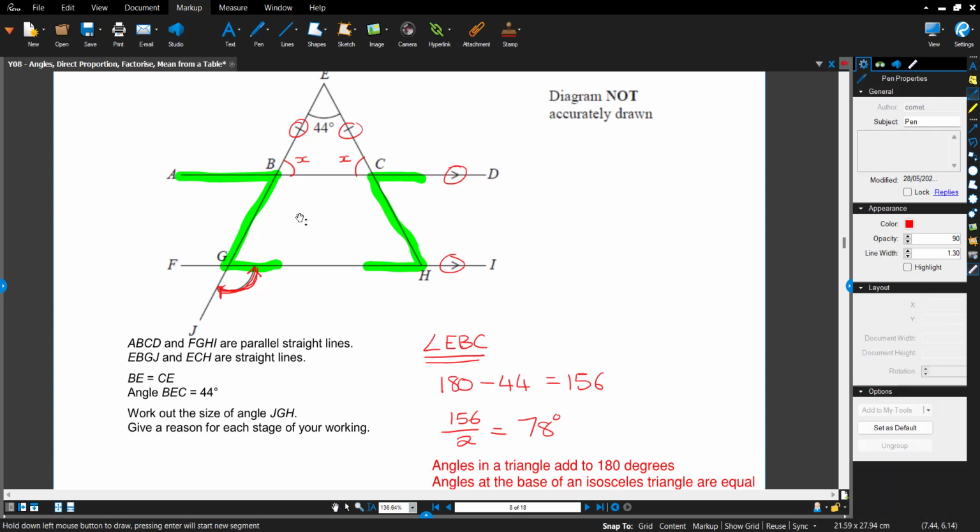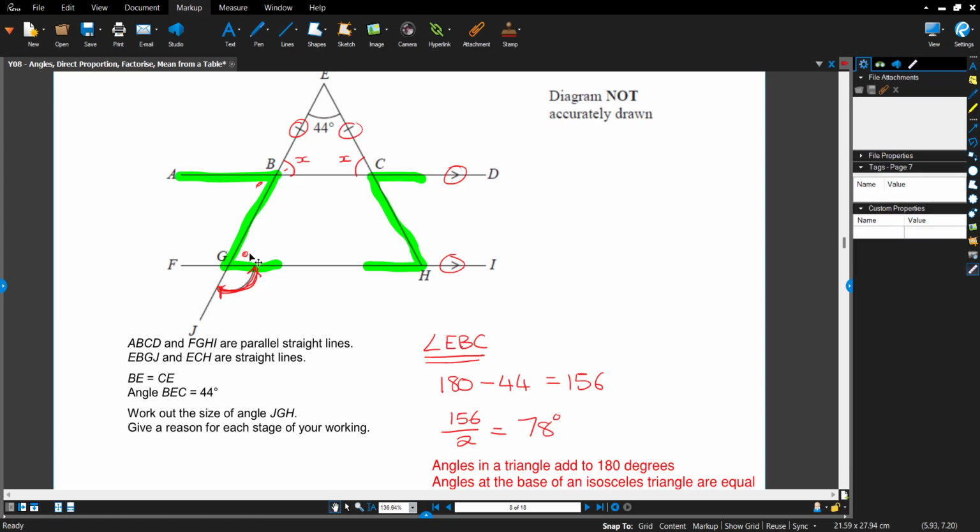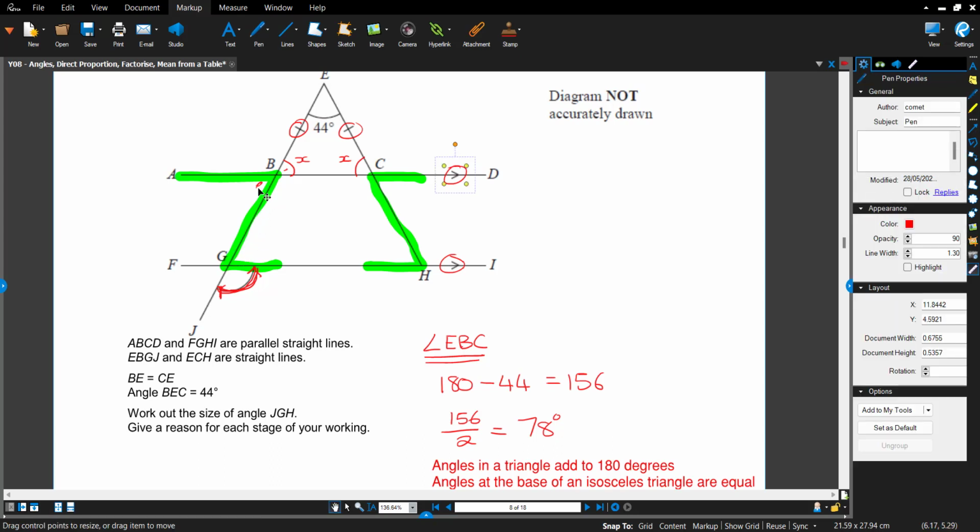Right. There's a few here now. So you could say like that and that are vertically opposite, and then that and this, they're alternate. You know what I mean? There's a whole host of them actually. There's co-interior angles. I'm just going to go with what I want to do, because I don't want to spend all day on this.